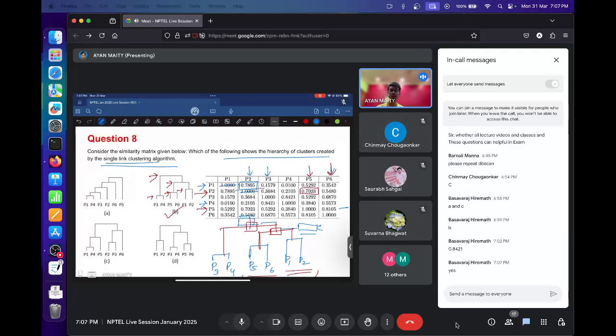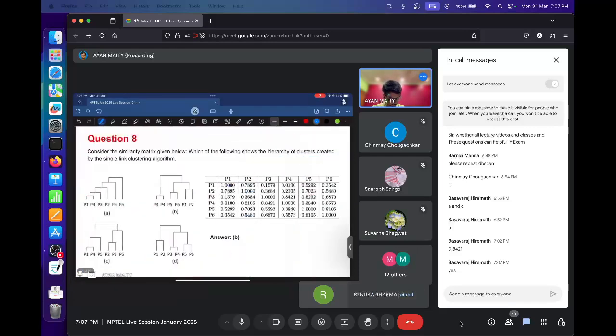So if you have a distance matrix, then the process would be exactly the opposite: instead of finding the pair of points with the highest similarity, you would find the pair of points with the least distance. You would merge those 2 points. So option B is the correct answer.